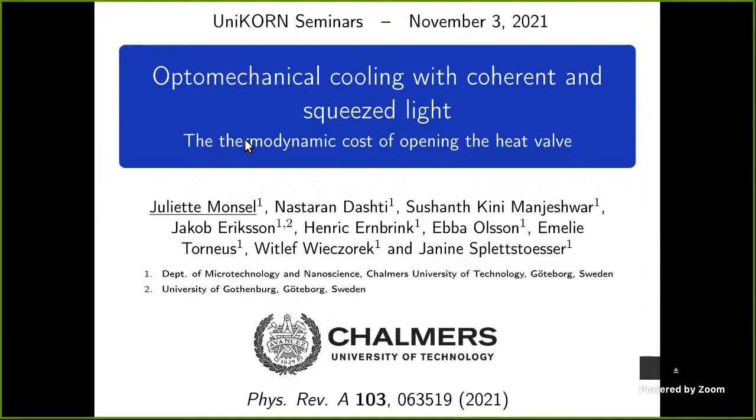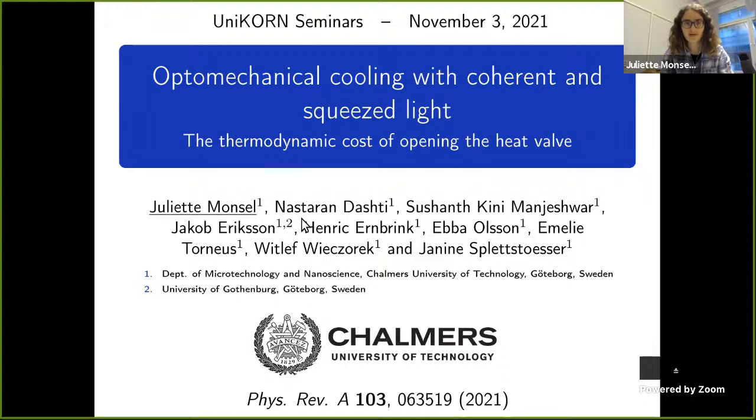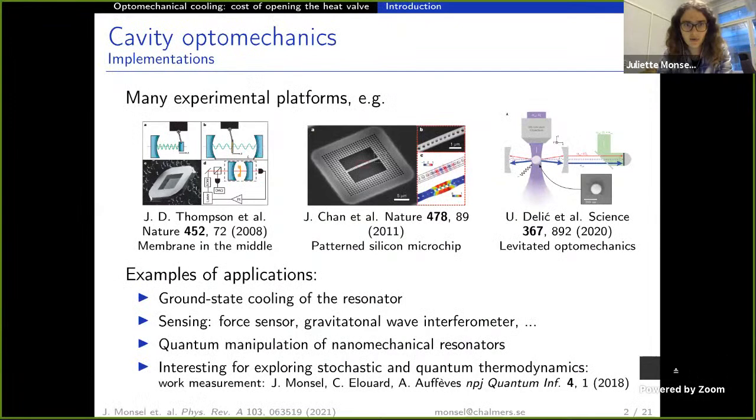Okay. So thank you for this opportunity to present this work on the thermodynamics of optomechanical cooling. This is going to be focused on cavity optomechanics. As you know, there are many different platforms to implement cavity optomechanics, like setups with a membrane in the middle, on-chip devices, levitated optomechanics. They have many applications, including ground state cooling of the mechanical resonator, sensing, quantum manipulations, and, as is also of interest to me, it's quite promising for exploring stochastic and quantum thermodynamics. That was mostly the subject of my PhD dissertation for hybrid optomechanical systems. But today I'm going to focus on the thermodynamic analysis of ground state cooling of the mechanical resonator.